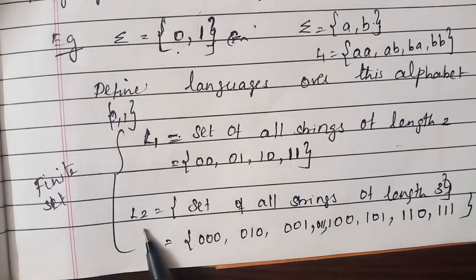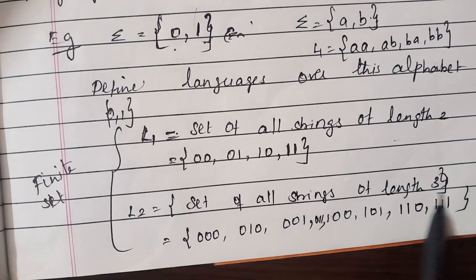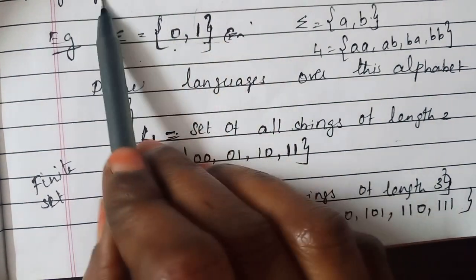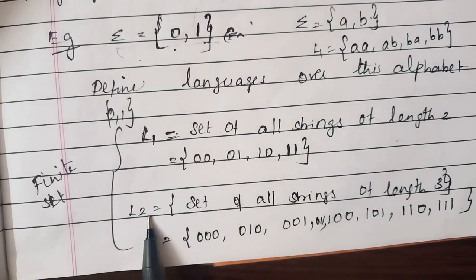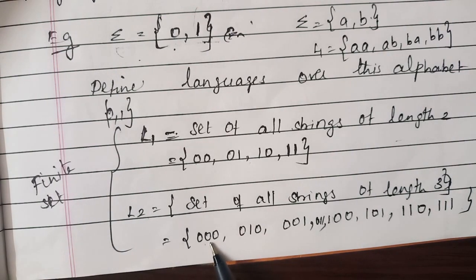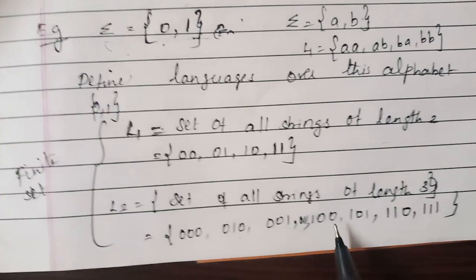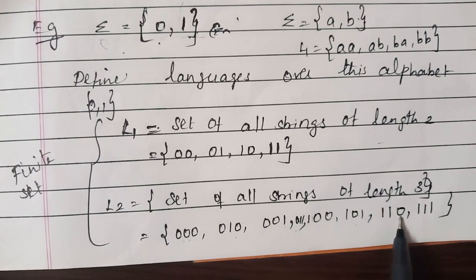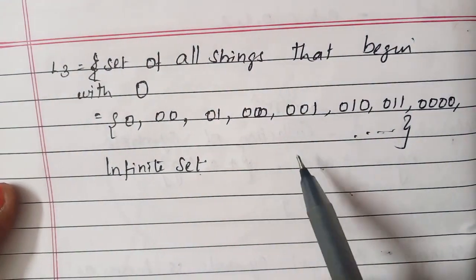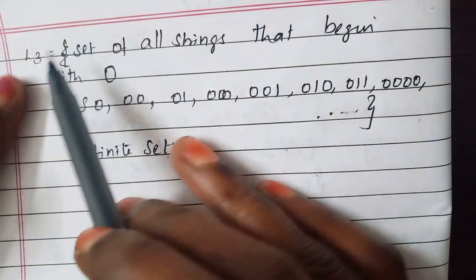Similarly, L2 is the set of all strings of length 3. Using sigma only, you have to create the language. You can guess it: 000, 001, 010, 011, 100, 101, 110 and 111. Next one is L3, the third example.